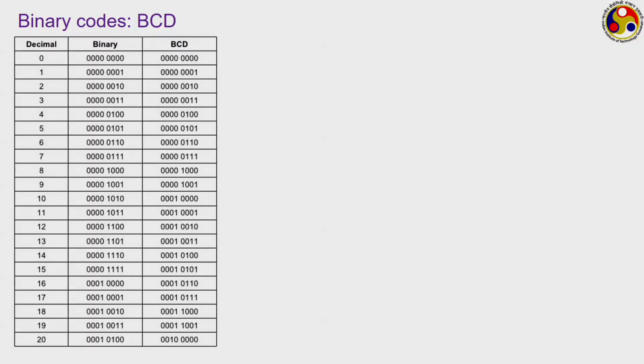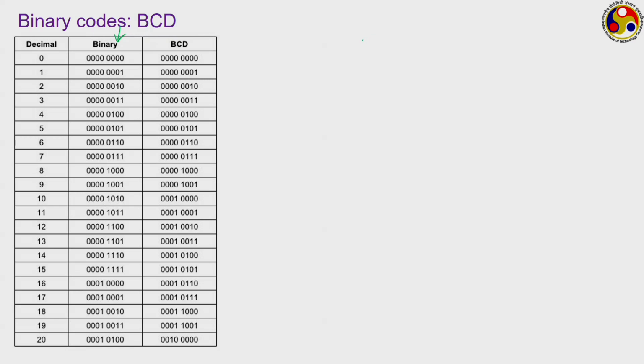The first one we have is called BCD, or binary coded decimal. Here the idea is that each digit of a decimal number is treated separately. Here we are showing the chart of decimal digits from 0 to 20 and the corresponding binary numbers. I am sure you can calculate this binary, but in the third column you have the BCD representation. Here, every digit is going to be treated separately.